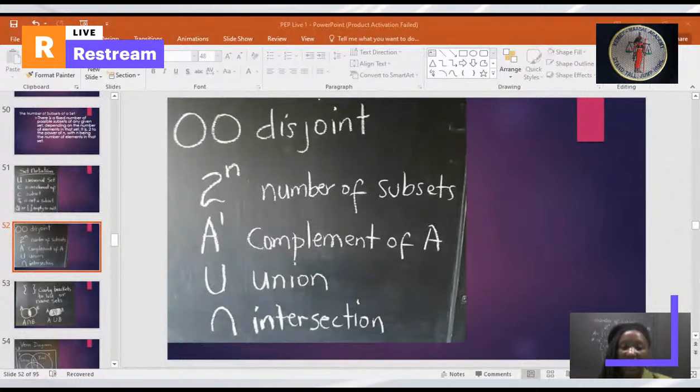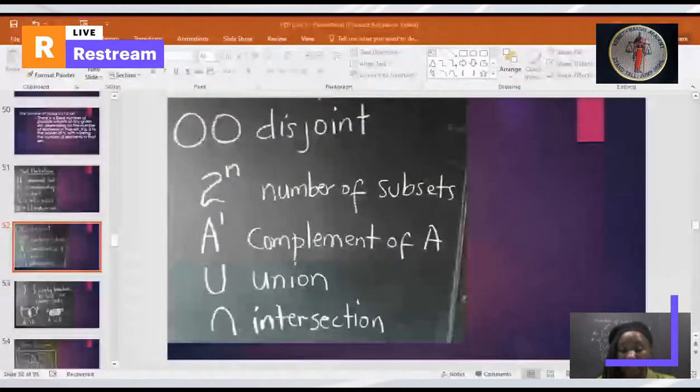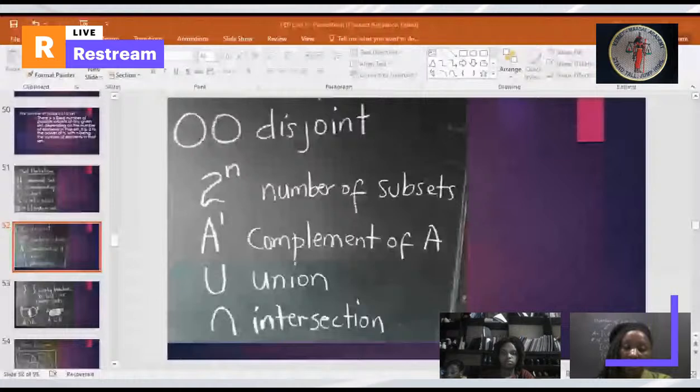In spite of the fact that disjoint sets do not overlap, we still can have the union of disjoint sets. We simply list out all the elements in both sets. Some persons might be tempted to feel that because the sets are disjoint, they can't have a union. That's not true. Their union is all the elements in one set and all the elements in the other set. And their intersection, though, would be the empty set or the null set. So the intersection of disjoint sets is the empty set or the null set.